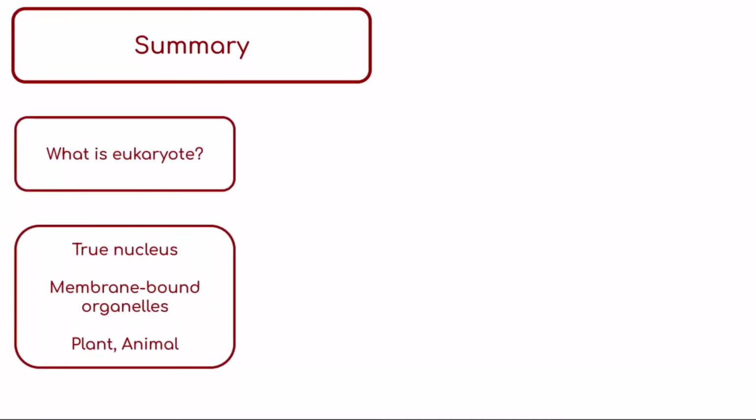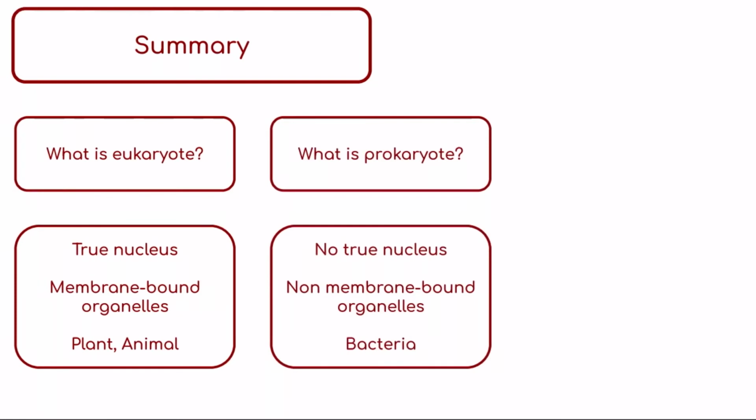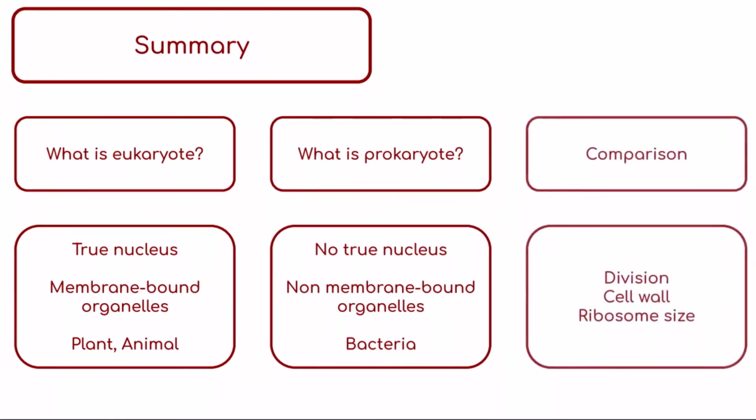So, in summary, what have we learned? We've learned that a eukaryote is defined as an organism that has a true nucleus and membrane-bound organelles, and examples of these include plant cells and animal cells. We've also asked ourselves, what is a prokaryote, and answered it as being an organism that does not have a true nucleus or membrane-bound organelles, and a common example being bacteria. And then, after comparing the two, we know that they differ in many ways, such as their method of cell division, the types of cell walls, and the size of their ribosomes.